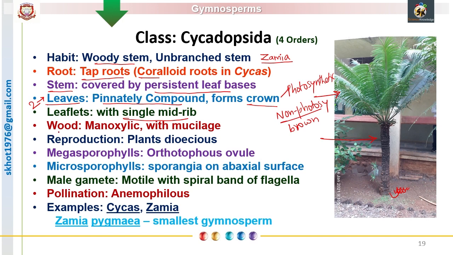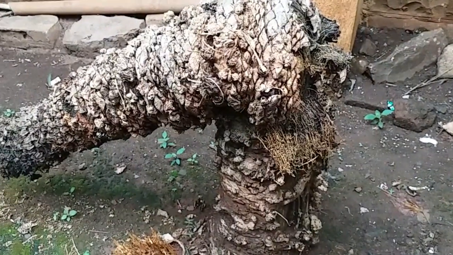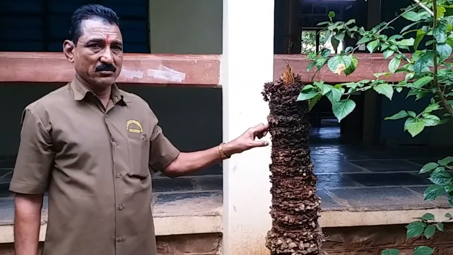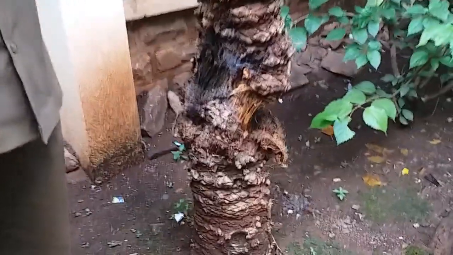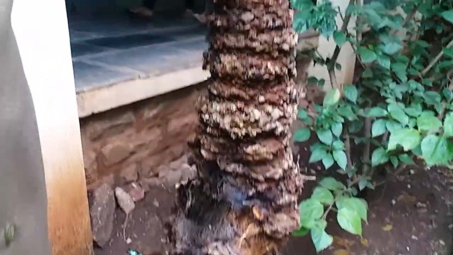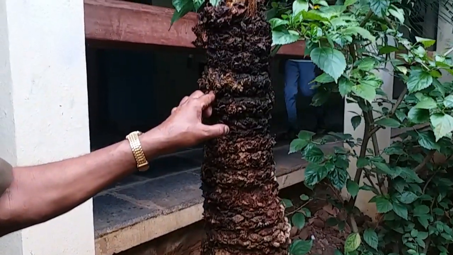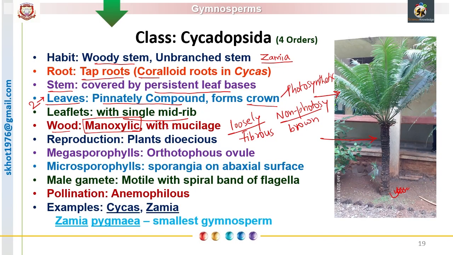Wood in the Cycadopsida is characterized as manoxylic wood. You should note this terminology, manoxylic. In manoxylic wood, the tracheids are loosely arranged. Due to the loose arrangement and the presence of abundant parenchyma, the wood appears to be fibrous. So it is a fibrous wood and cannot be used for timber or for furniture. The wood of Cycadopsida shows the presence of mucilage.